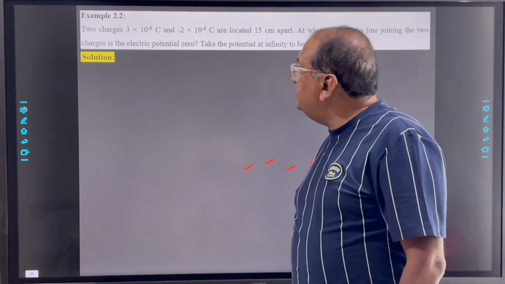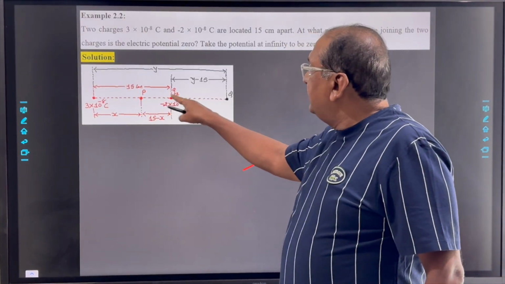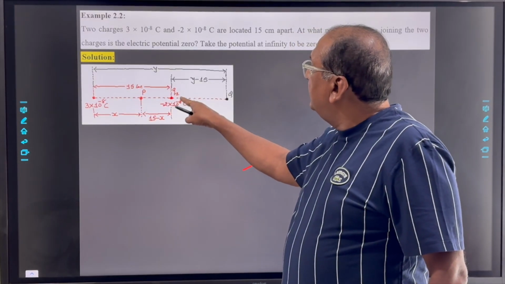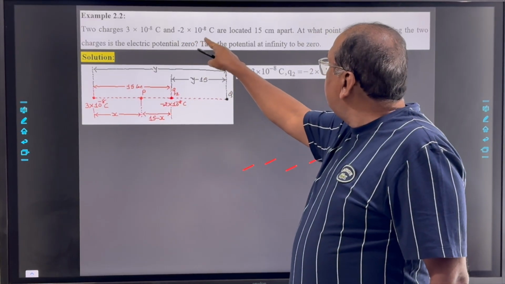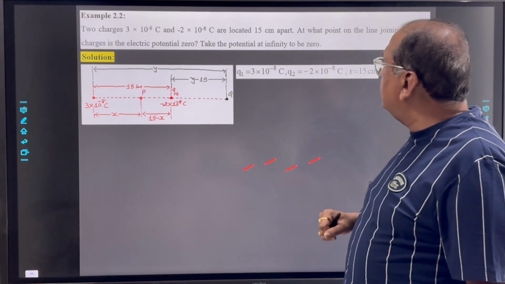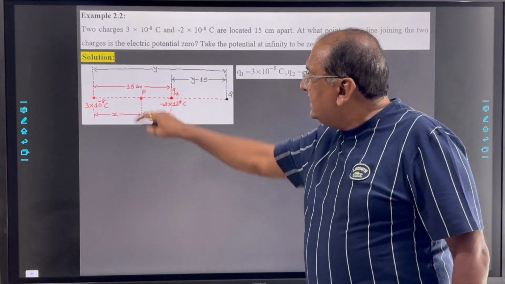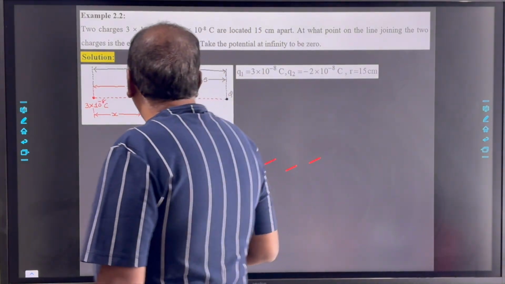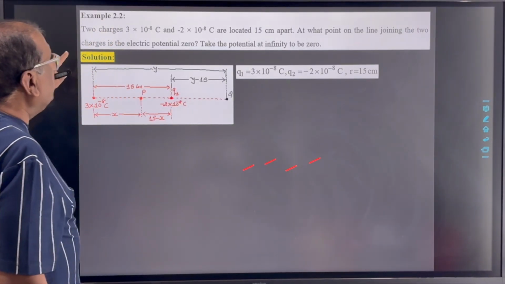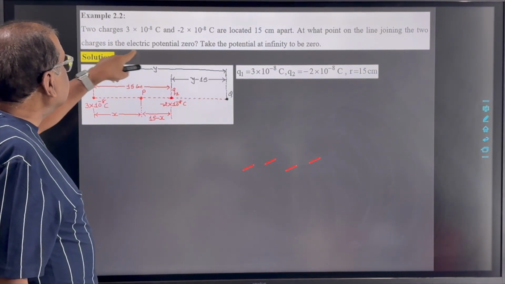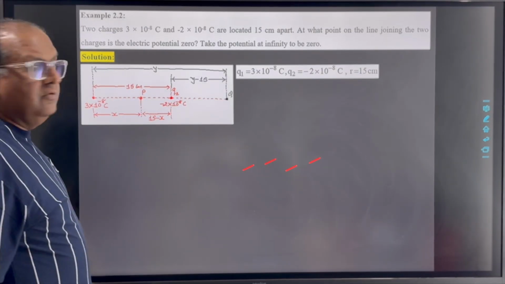Now see here the situation given to you. Two charges, Q1, that is 3 into 10 raised to minus 8 coulomb, and Q2, that is minus 2 into 10 raised to minus 8 coulomb, are separated by a distance of 15 centimeter. At what point on the line joining the two charges is the electric potential 0? That is what we want to find.